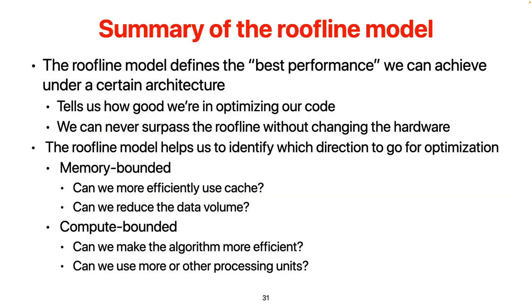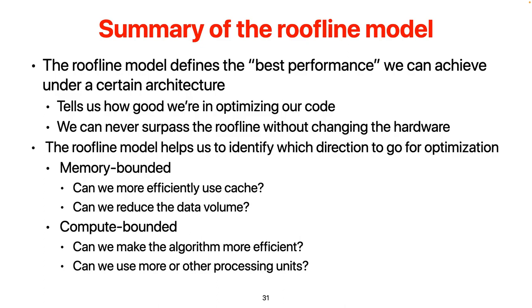So, summary of the roofline model: it defines the best performance we can achieve under a certain architecture, and it tells us how good we are at optimizing our code. And again, don't ask your staff to sell more cups if you don't give them more labor force, because that's impossible. The same thing goes for your system. If your processor is just this fast, even though you supply it with more data, there's no way we can process it. So the roofline model also defines the ceiling of your performance, right? So that's why we care about the roofline model.